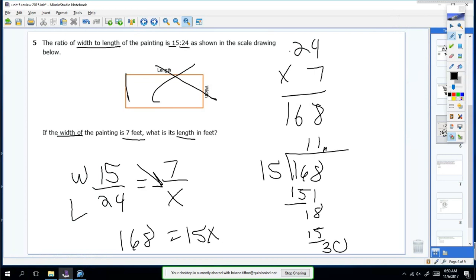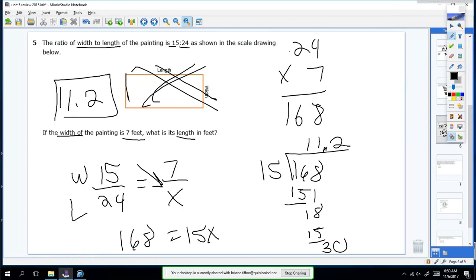And then 15 goes into 32 times. So my final answer would be 11.2. So if this figure confuses you, just cross it out. Pay attention to what this ratio is saying, width to length. Okay, that's how it's created.